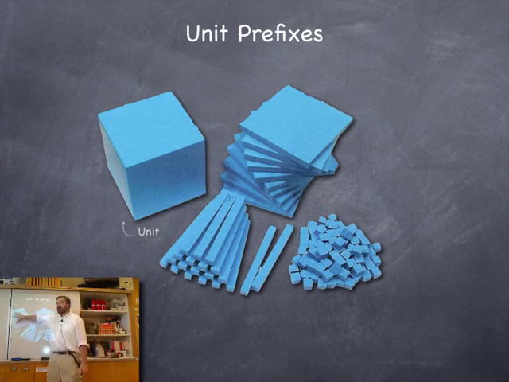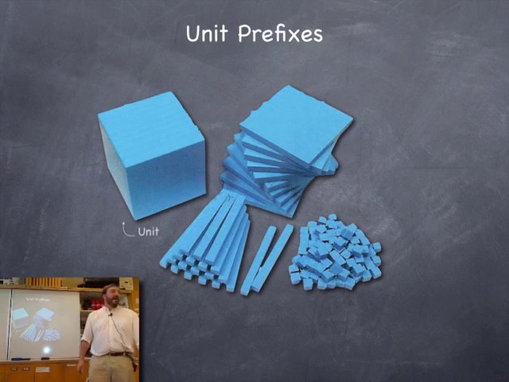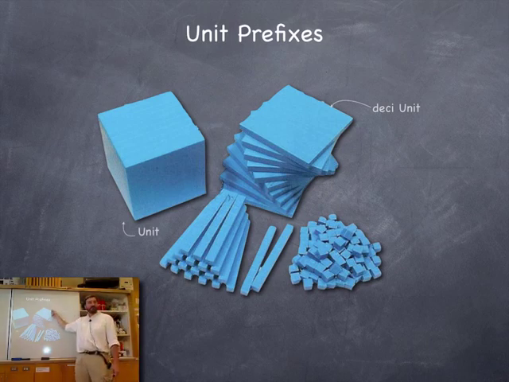This is now my gram, or my volume. I can say this is a liter, okay? So if I have a liter and I want 1/10 of that, remember it takes 10 of these sheets to give me one of those guys, this would be my deci unit or my deciliter. It takes 10 of these flat sheets to give me one of those.